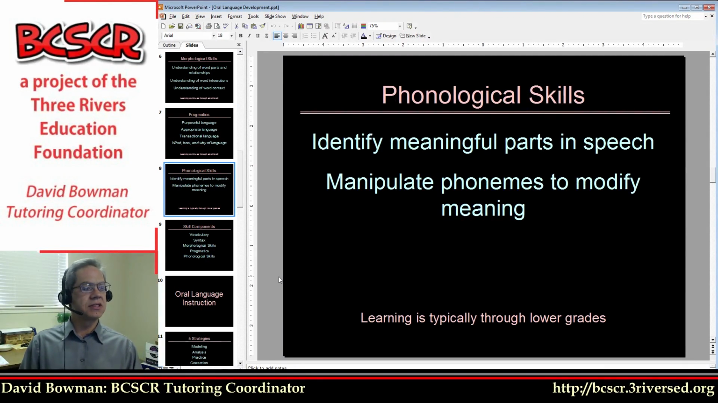Now, phonological skills is something that we generally address birth through the lower grades, because what we're really looking at with phonological skills is being able to identify the sounds of words. From the very earliest ages, breaking sounds apart into whole words, but then also looking at sounds within words. And if we change the sounds within words, can we change the meaning? And what's the connection between sound and meaning here? So that's phonological skills. It's really about the sound.